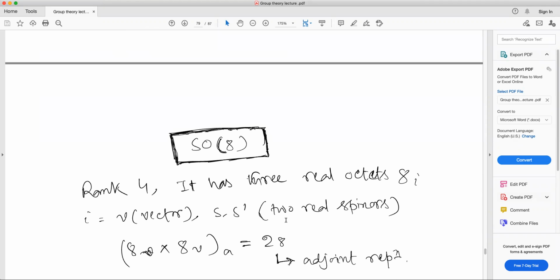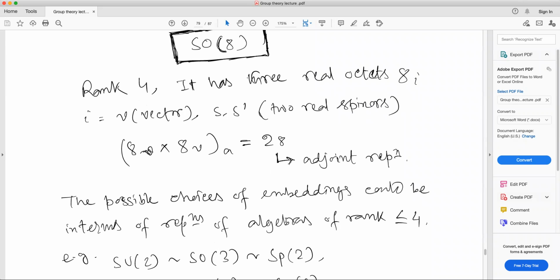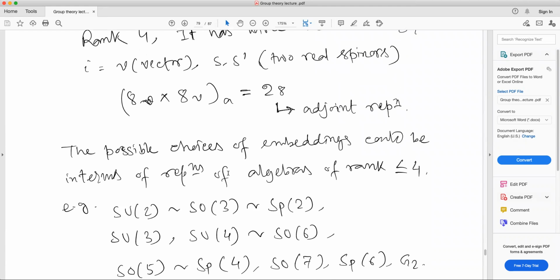Now let's talk about some more non-trivial structure, which will help us to explore different possibilities. Let's talk about the SO8. It is rank 4 and it has 3 real octets, which are defined as 8i, where i can be the vector V or S and S prime, the 2 real spinors. Now the adjoint representation is 28, as 8 cross 8 is 28. Okay, it's like an antisymmetric product.